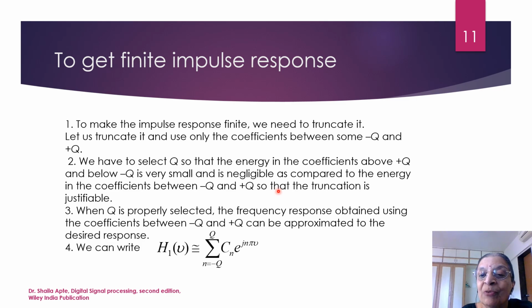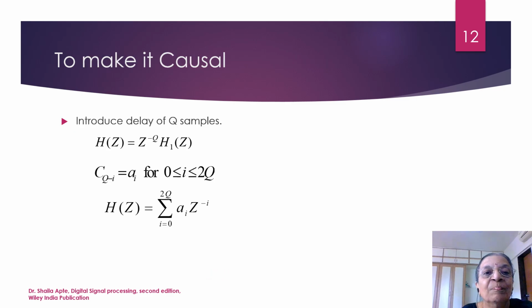When you truncate, you will have to say that the energy that I am discarding above plus q and below minus q is very, very small, so I can discard it. Now, when q is properly selected, the frequency response can be obtained using the coefficients between minus q to plus q, and it will give you the approximated desired response. So we can write this as approximately equal to, because this tilde indicates that it is the approximated response, the sum from minus q to plus q of Cn e raised to j n pi. So this is the response.